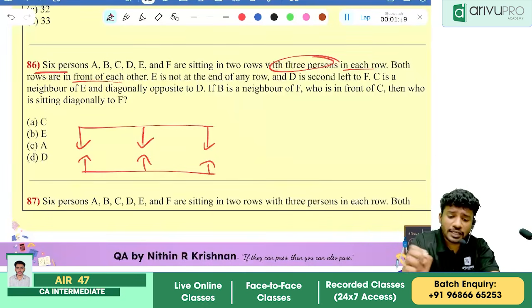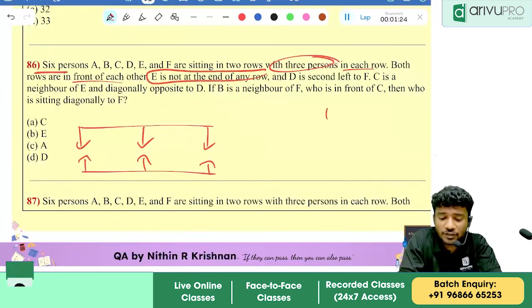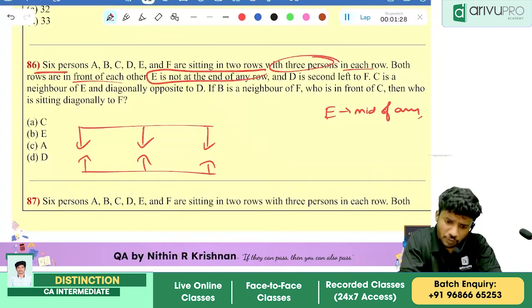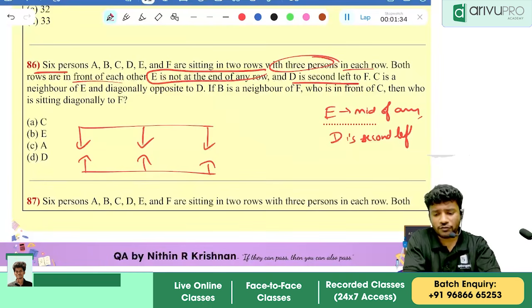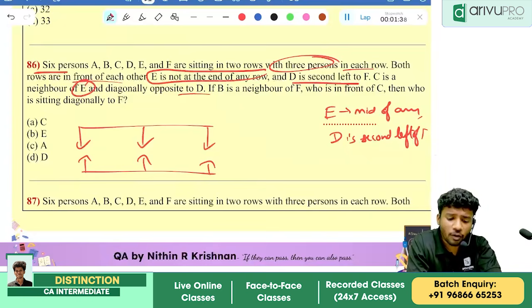E is not at the end of any row. What do you mean by that? E will be in the middle of any row. Okay. D is second left of F. D is what? Second left of F. C is a neighbor of E and diagonally opposite to D.